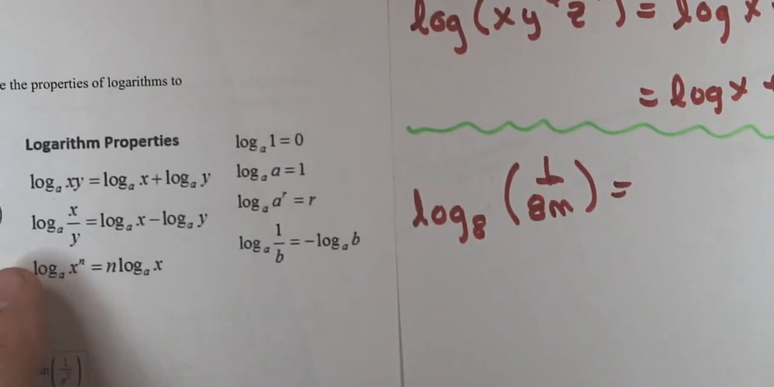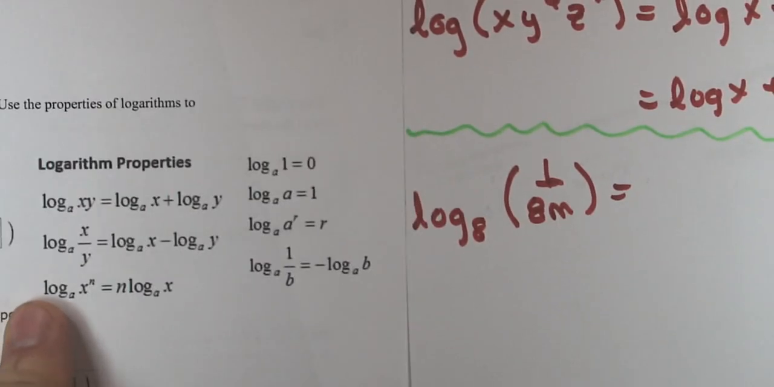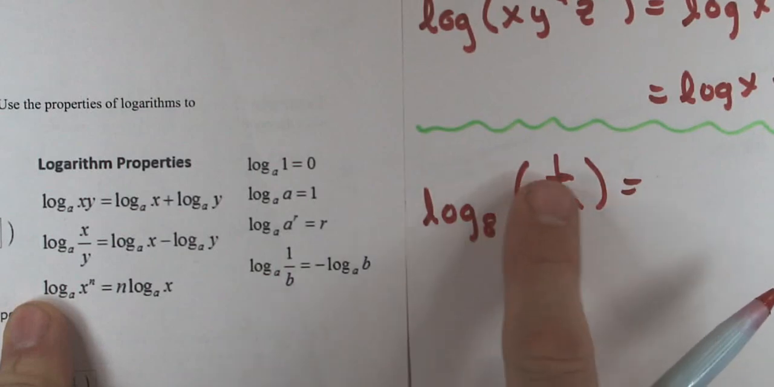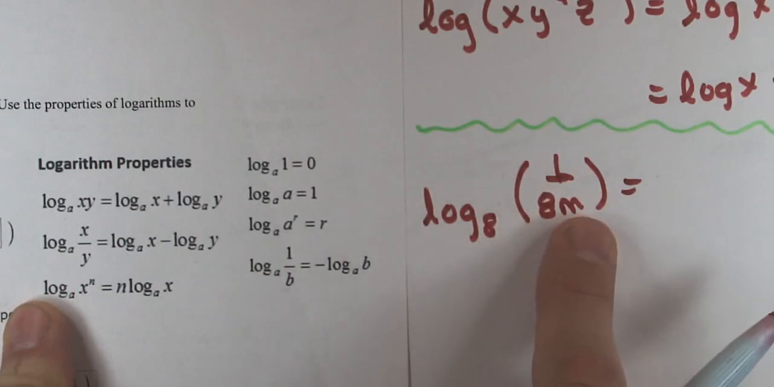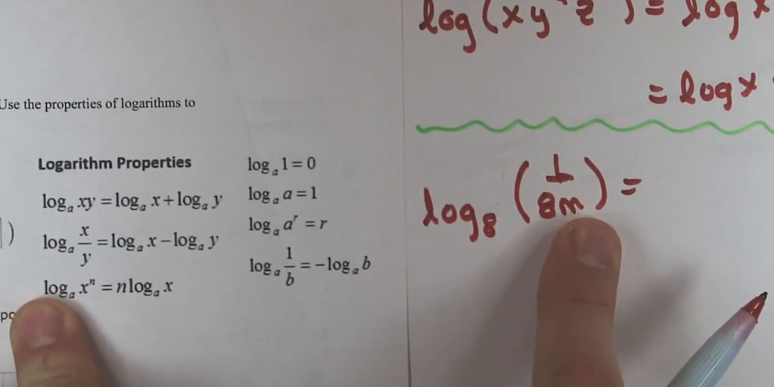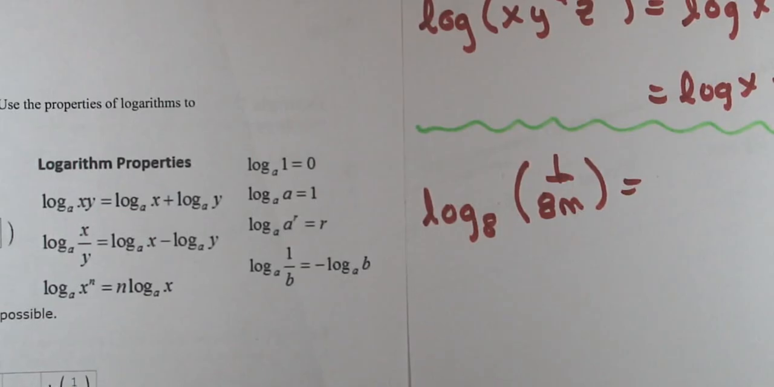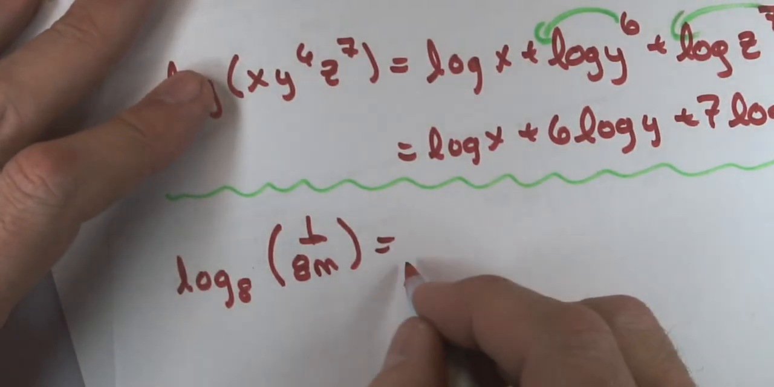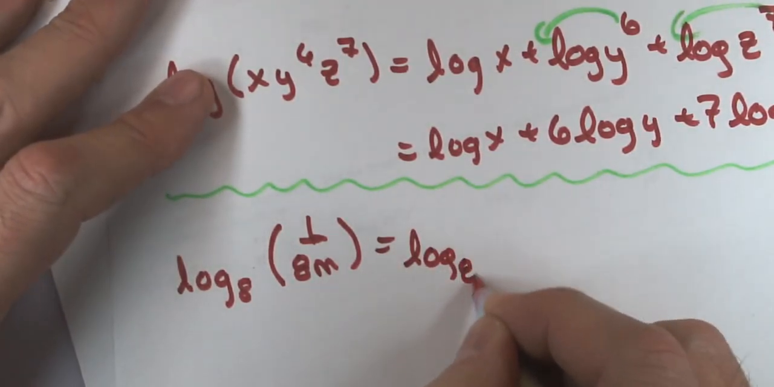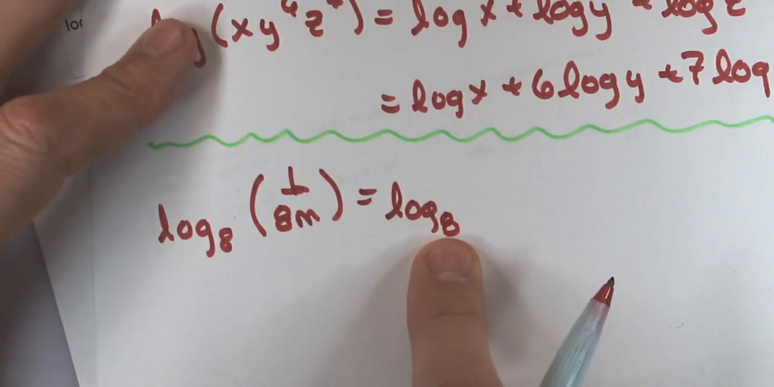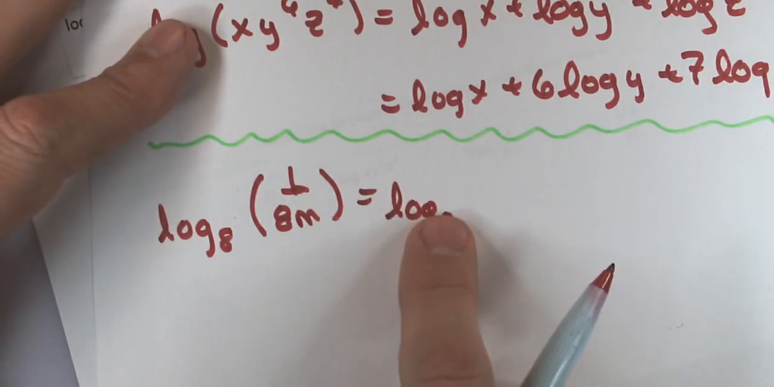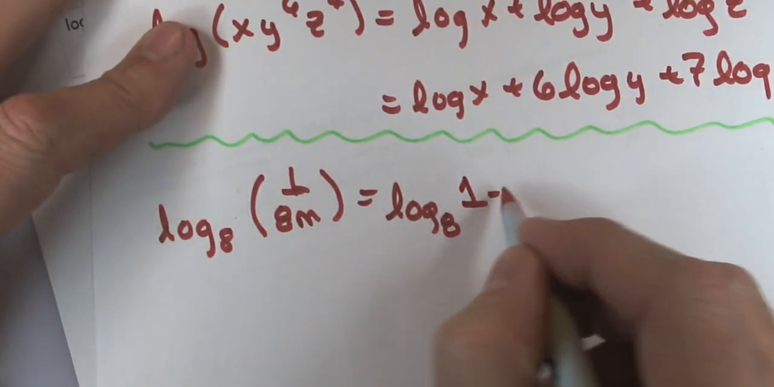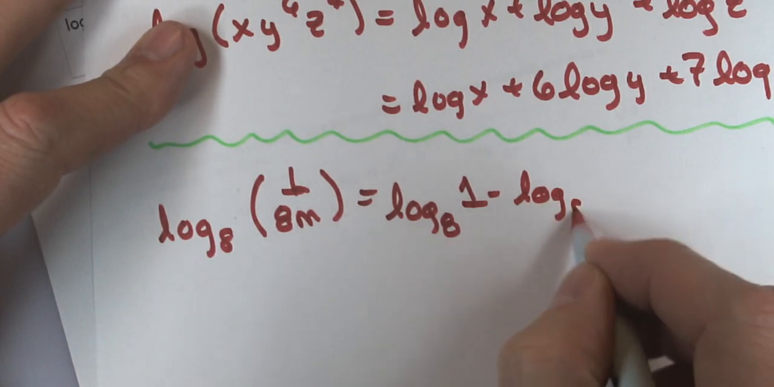Is this a product? Not exactly. There's a product in the denominator, but it's not a product itself, not the way it's written right now. Yeah, you have to start with the quotient the way it's written right now. So it's going to be log base 8. And please do me a favor, write the subscript a little bit below the line, maybe a smaller font than the rest of this. Log base 8 of 1 minus log base 8 of 8m.